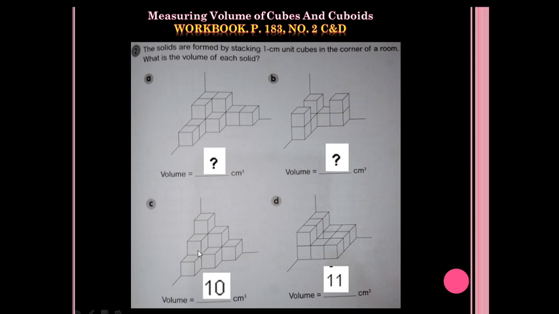So part C is 10 centimeter cubic, and part D, the answer is 11 centimeter cubic, because there is a gap in here. If we see this line, that means there is no cube. If you don't see this line, that means we count this cube. There is a cube. That is the trick from this picture. I hope you understand it.